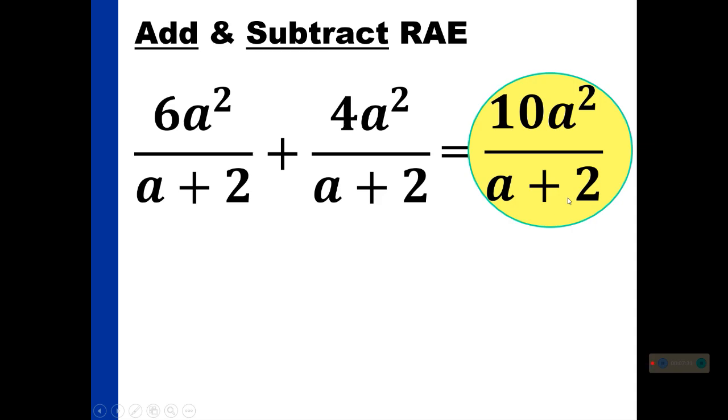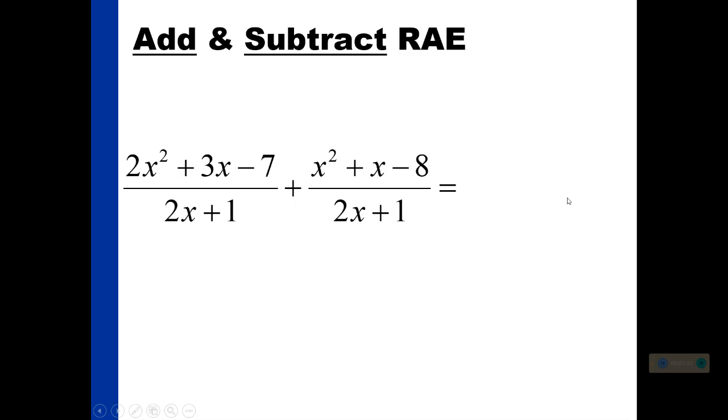So, this is your final answer. Next, let's have (2x squared plus 3x minus 7) over (2x plus 1) plus (x squared plus x minus 8) all over (2x plus 1). Okay. So, this time, you are going to add first the numerator.